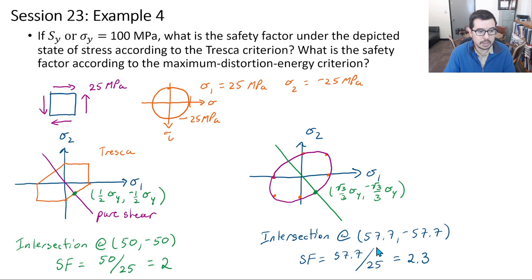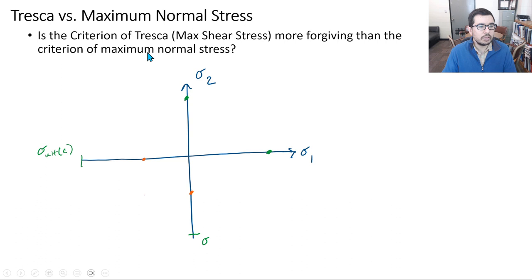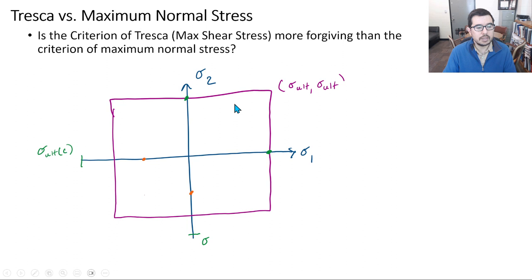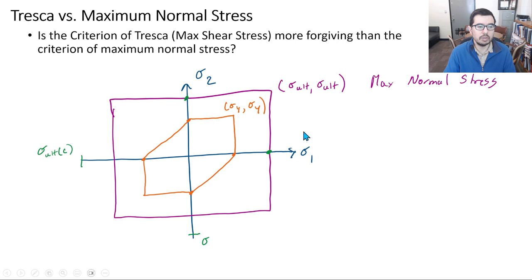So just emphasizing this point, Tresca versus maximum normal stress. Yes, we said that the maximum normal stress was actually more forgiving than the Tresca criterion, pretty much because sigma ultimate is greater than sigma yield. Okay, so this is Tresca versus maximum normal stress.